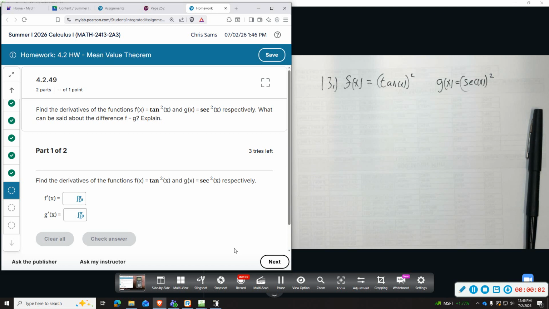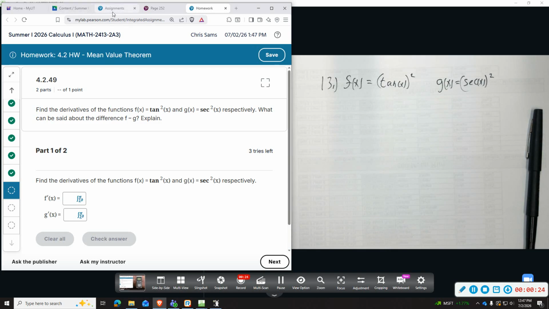Alright, number 13, we want to find the derivative of tan squared x and secant squared x, and then what can be said about the difference f minus g. So I've written them down so we can see the chain rule in action, because we're going to do the chain rule: derivative of the outside times the derivative of the inside.